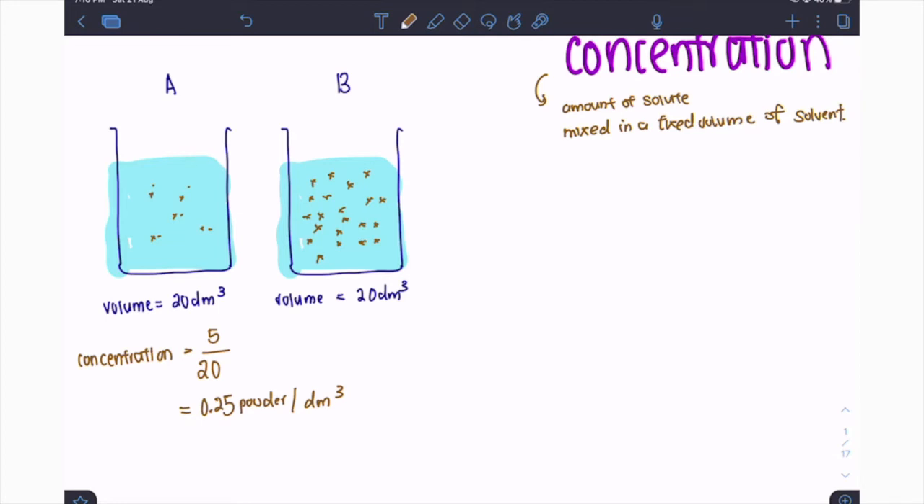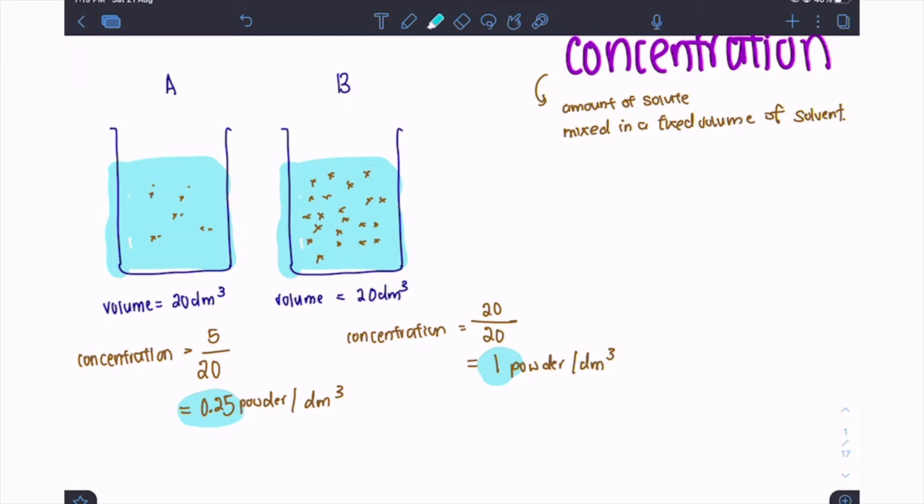Whereas in cup B, the concentration is going to be, wow, there's so many crosses. Let's just say I added like 20 Milo powders inside 20 dm cube of liquid. So it's simply 1 powder per dm cube. And this is simply what we mean by concentration. This fits very nicely with what we understand by concentration. A has 0.25 powder per dm cube, whereas B has 1 powder per dm cube. This fits with understanding that B is more concentrated, or A is less concentrated than B.